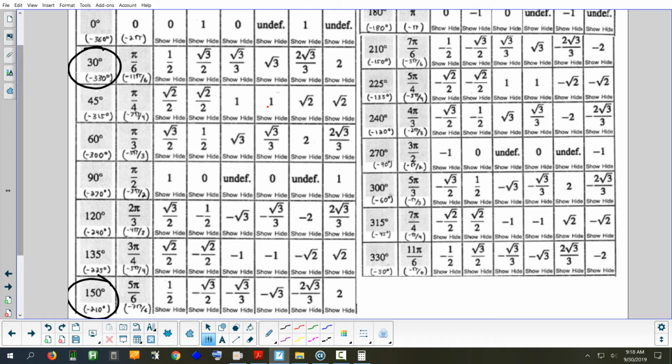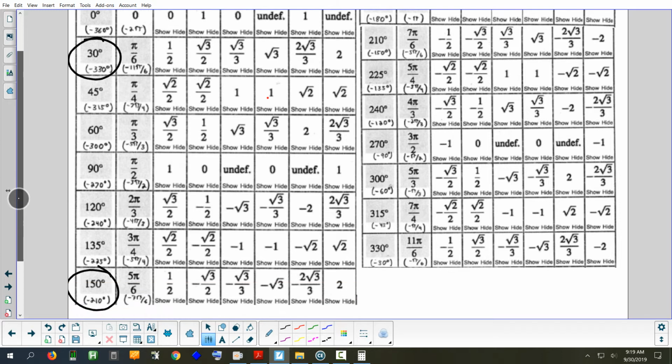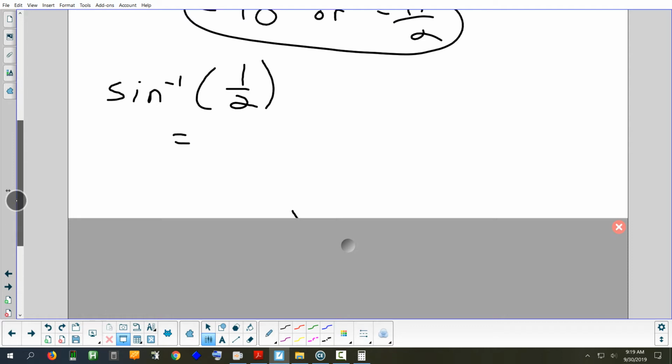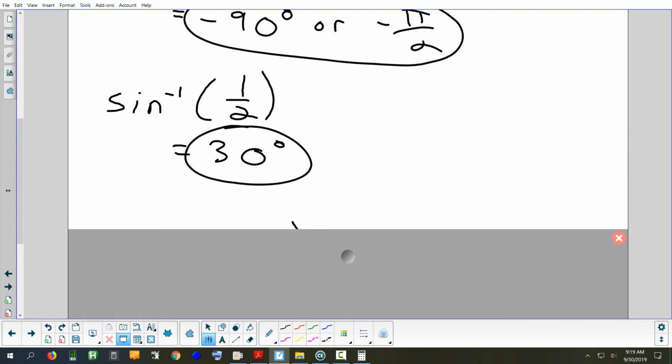So now you've got 4 answers to pick from: 30, negative 330, 150, negative 210. Only one of them is between what we said. Yeah? 30. Yep, it's going to be 30. That's the only one that's between negative 90 and 90. If you're thinking, what if there's 2 answers between negative 90 and 90? There won't be. There never will be. Think of the picture and think of the horizontal line. It never hits more than once, as long as you stay between negative 90 and 90. So that is 30. Or if you wanted radians, that's pi over 6.